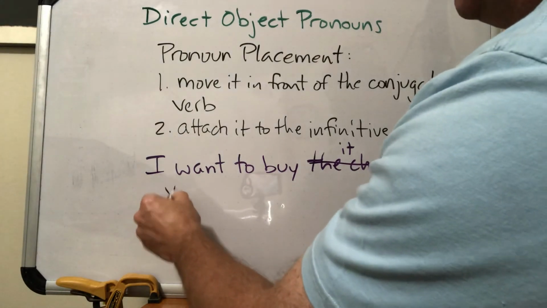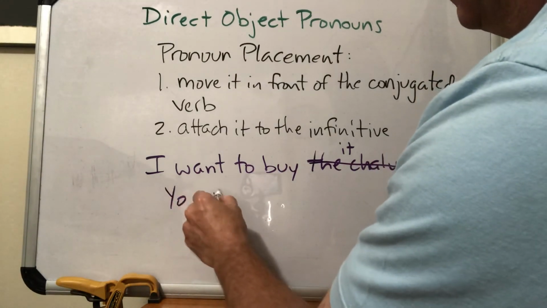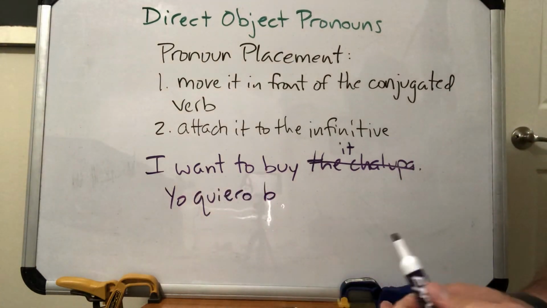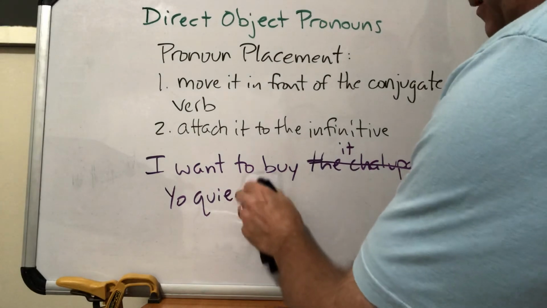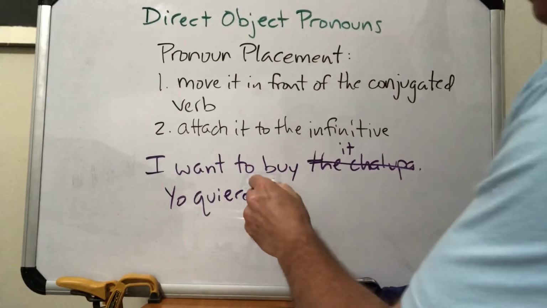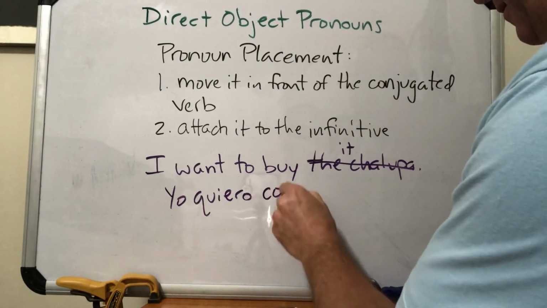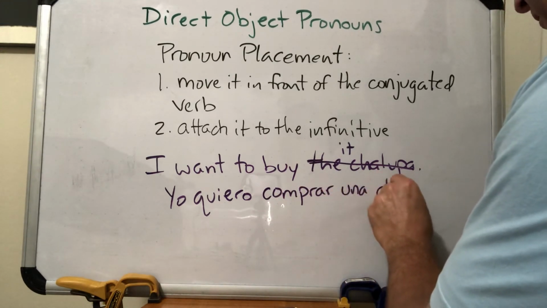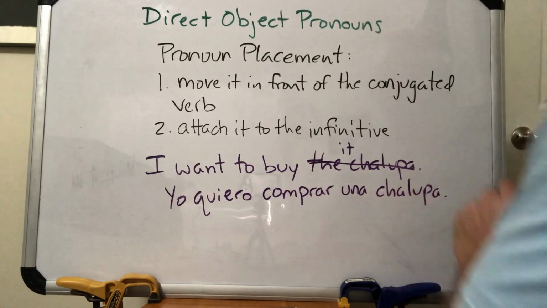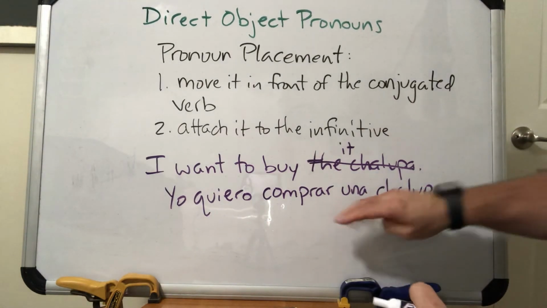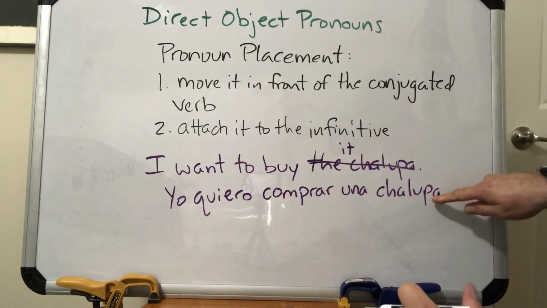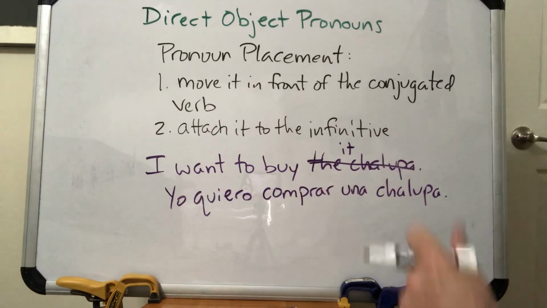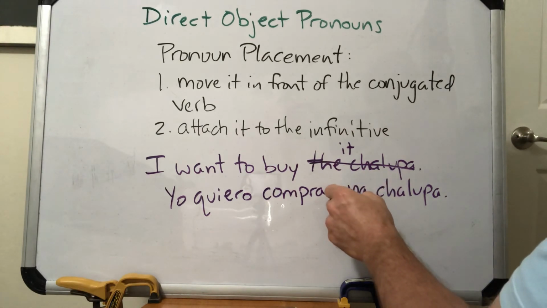So we say, yo quiero comprar una chalupa. Okay, so there's my same sentence. We're using the object here, una chalupa. We haven't changed it to a pronoun yet. So I want to buy a chalupa. Now let's change this to it. I want to buy it.